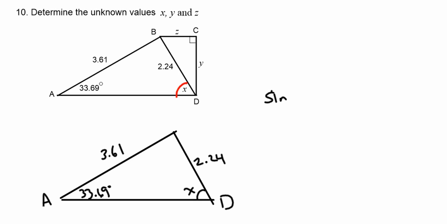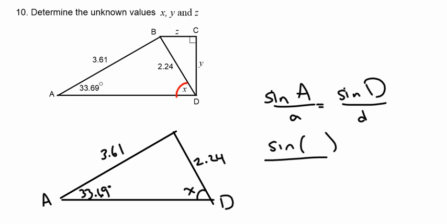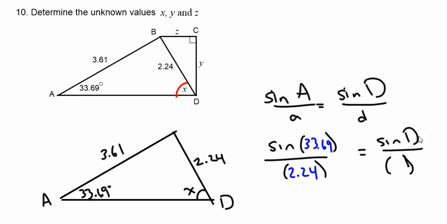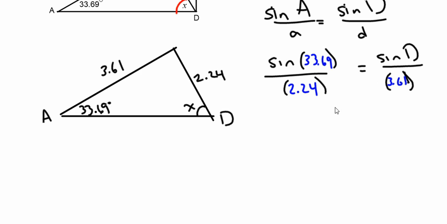So let's set that up. I know that sine A over side A is sine D over side D. So what are the values that I'm going to substitute in? Angle A is 33.69. Side A is 2.24. I don't know angle D, but side D is 3.61. And so now I can just do this math. So we solve by cross multiplication.